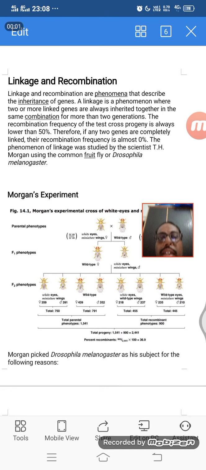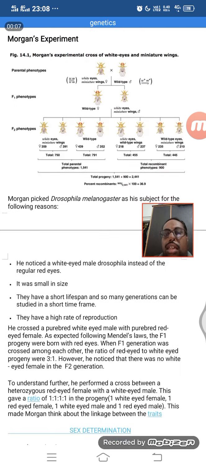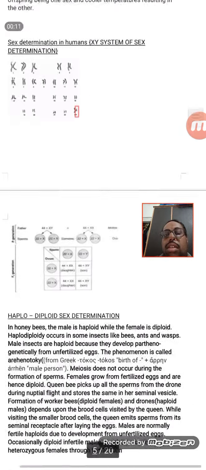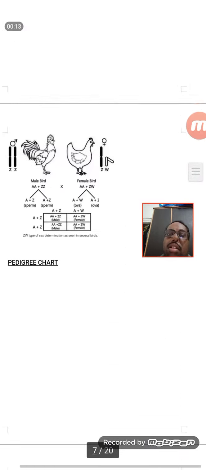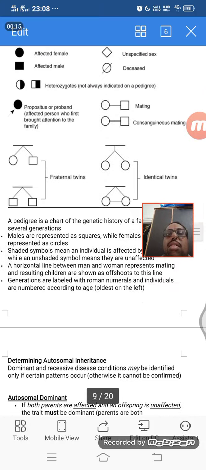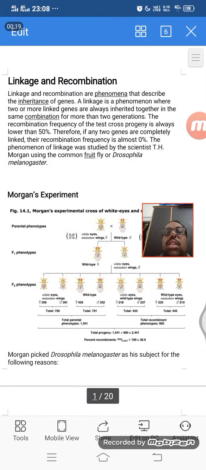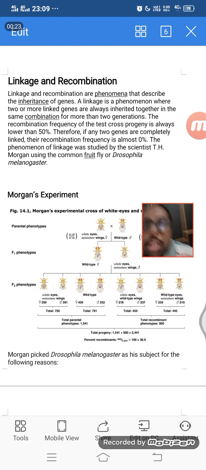This week we will discuss a small part: linkage, recombination, sex determination, plus the pedigree chart. What is the use of pedigree and why are we using pedigree? Those things we are going to discuss this week.